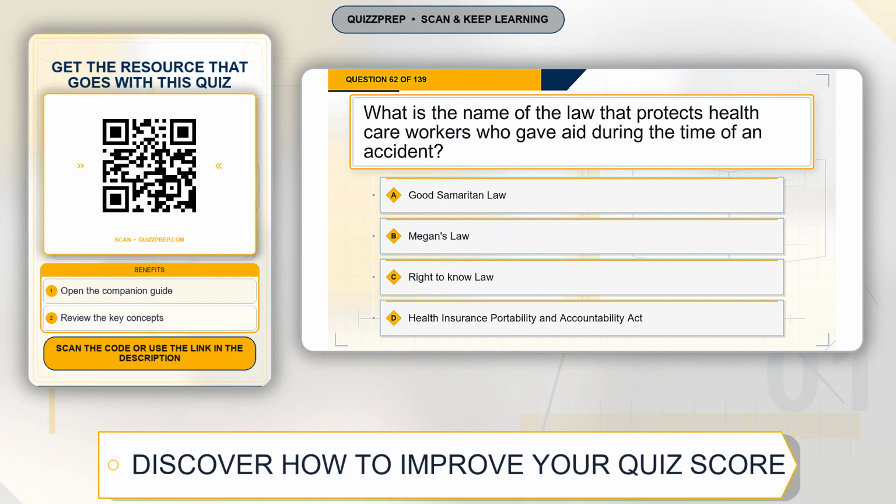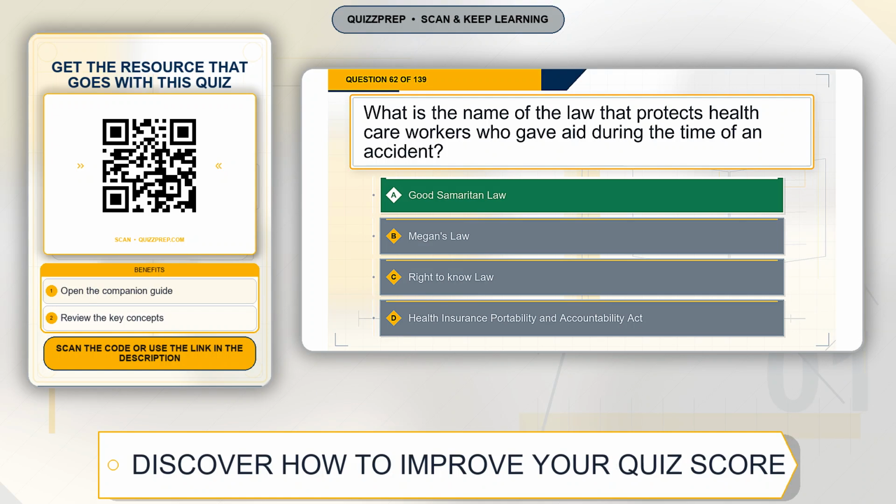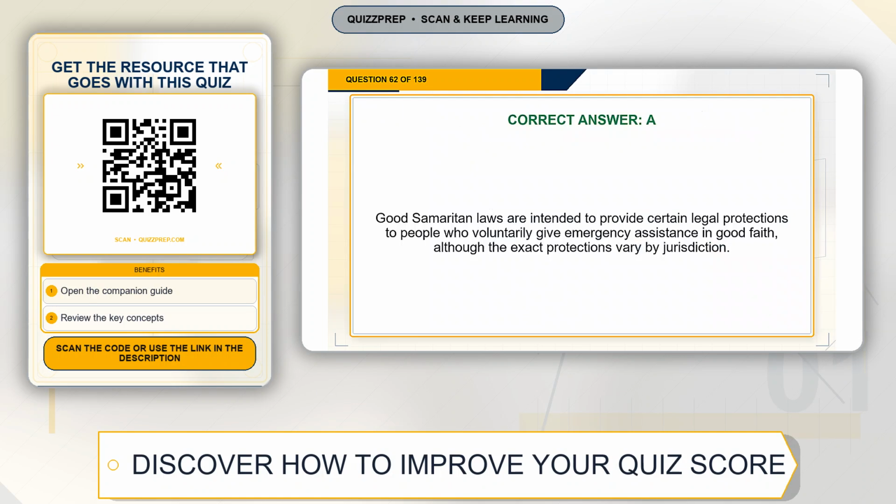Question 62. What is the name of the law that protects healthcare workers who gave aid during the time of an accident? Option A, Good Samaritan Law. Option B, Megan's Law. Option C, Right to Know Law. Option D, Health Insurance Portability and Accountability Act. The correct answer is option A, Good Samaritan Law. Explanation. Good Samaritan laws are intended to provide certain legal protections to people who voluntarily give emergency assistance in good faith, although the exact protections vary by jurisdiction.